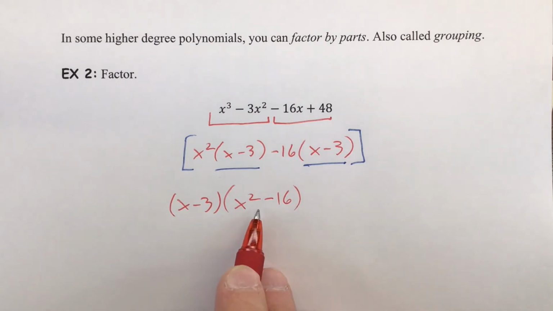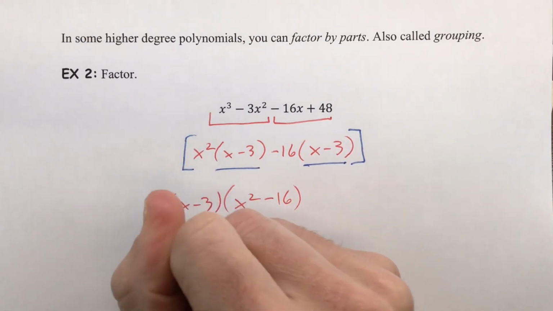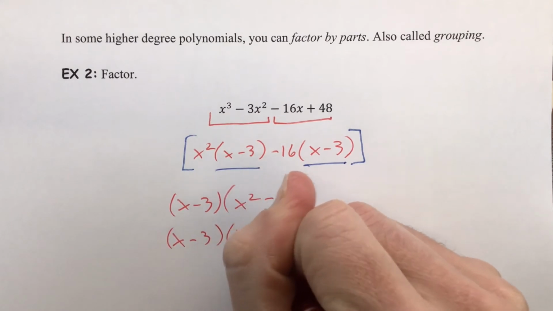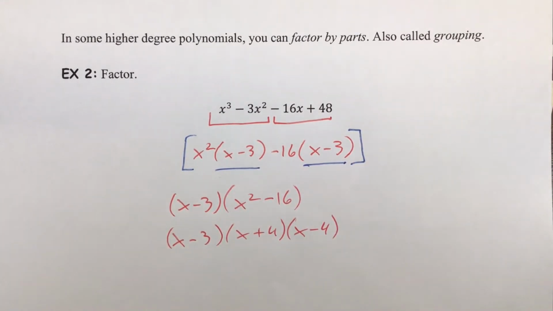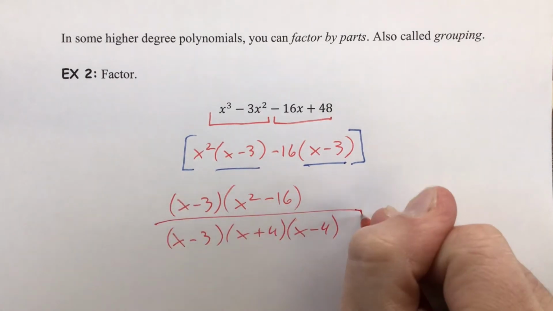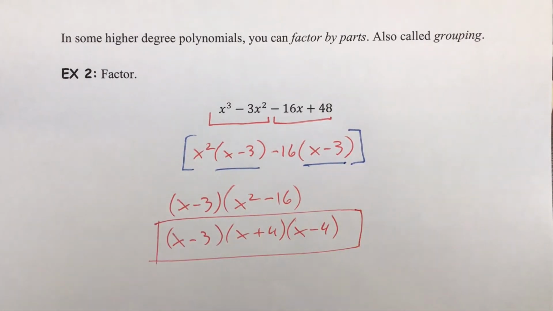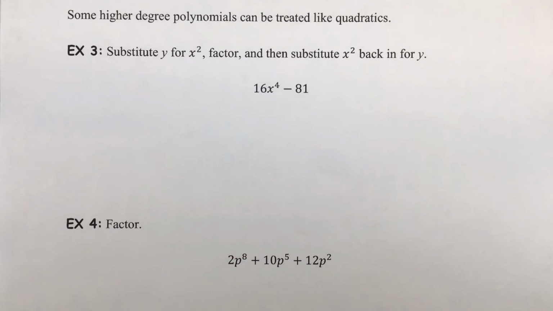And this, again, is the difference of squares. They pop up a lot. So we can continue to factor, get some conjugates here, x plus 4, x minus 4. Some higher degree polynomials can be treated like quadratics. As mentioned before, we are skilled in how to work with quadratics. If we can make higher degree polynomials look like quadratics, if we think of them as quadratics, we can begin to factor them.